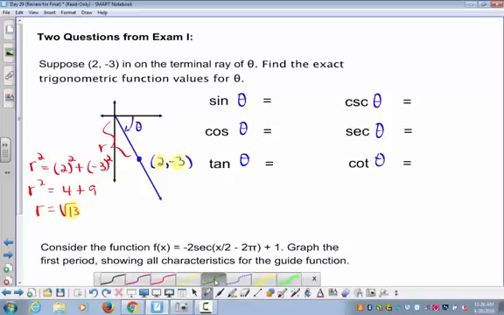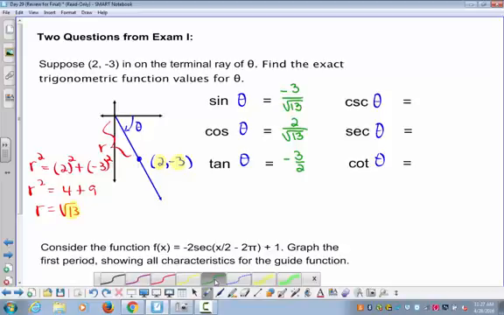Y over r, so negative 3 over root 13. And here, again, I don't care in a case like that if you rationalize or not. It doesn't matter to me. And how about cosine of theta? X over r, so that's going to be 2 over root 13. Tangent? Y over x, negative 3 halves. So those are our primary three.